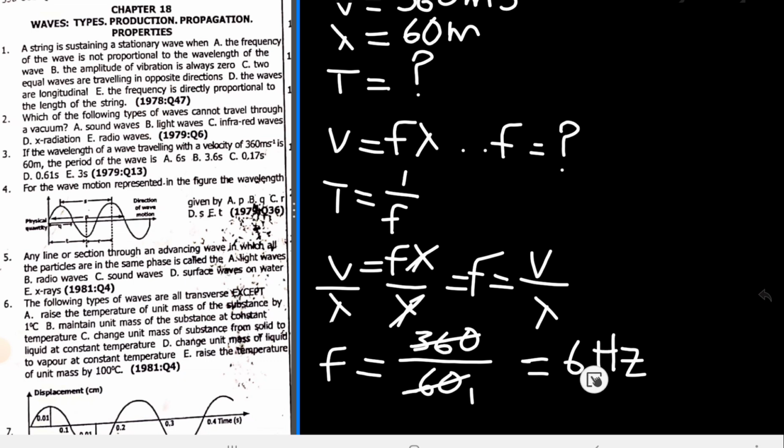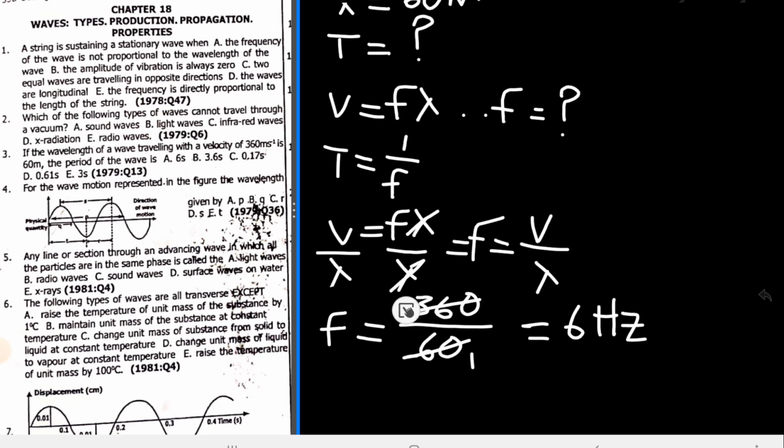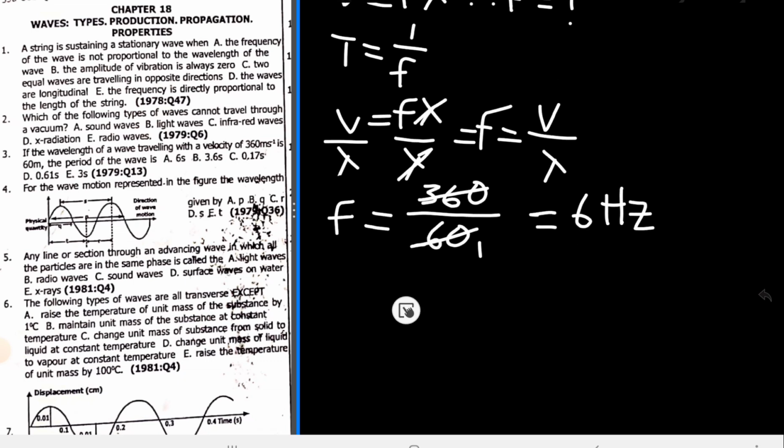This Hz here is the unit of frequency. Whenever you see 6 hertz, they are talking about frequency. So we get 6 hertz here. Next, we will use this formula to get our period. So period, don't forget, period T equals 1 over F. So you say 1 over, what will be F? F is 6, right? 1 over 6.